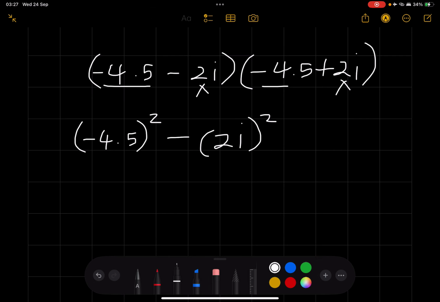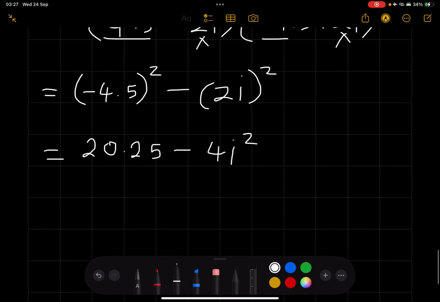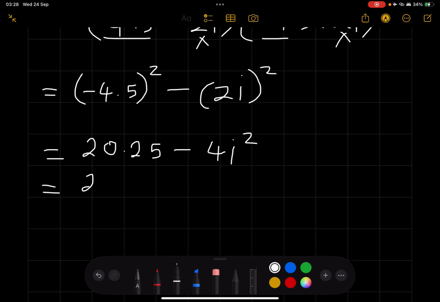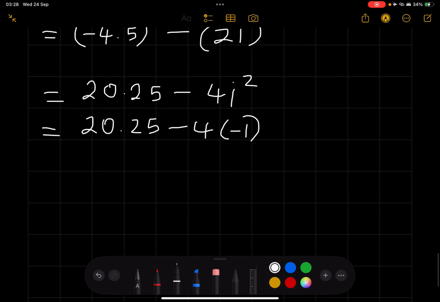Right. 4.5 times 4.5 will give us 20.25. Né? 2i times 2i will give us 4i squared. Right. Then we're going to have 20.25 minus 4 times minus 1. Remember, i squared is minus 1. So when we see i squared, we put minus 1. Then the final answer will be 24.25, because this will be plus 4 to that. And that's it, ladies and gentlemen.